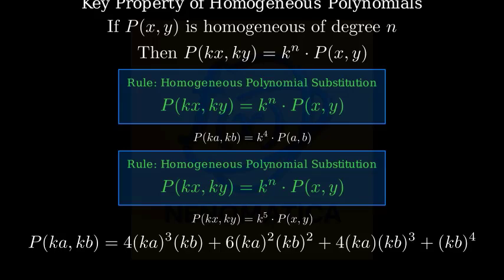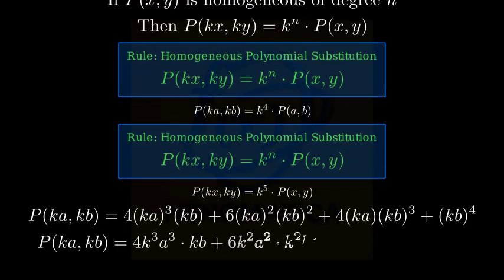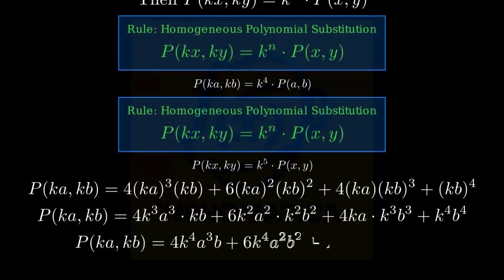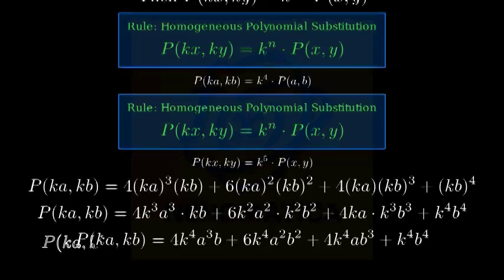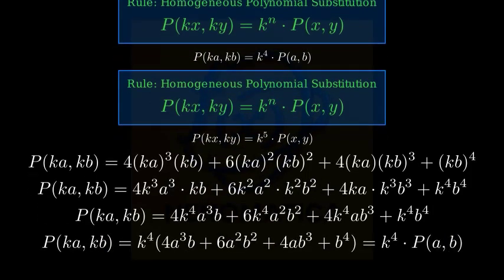We can simplify this by distributing the powers. This gives us 4 times k to the third power times a cubed times k times b plus 6 times k squared times a squared times k squared times b squared plus 4 times k times a times k cubed times b cubed plus k to the fourth power times b to the fourth power. Further simplifying by combining the powers of k, we get 4k to the fourth power times a cubed b plus 6k to the fourth power times a squared b squared plus 4k to the fourth power times a b cubed plus k to the fourth power times b to the fourth power. Factoring out k to the fourth power, we get k to the fourth power times the original polynomial p of a, b, which confirms our property.